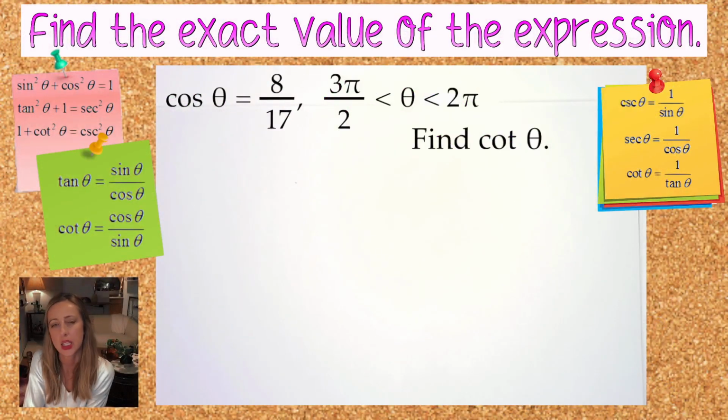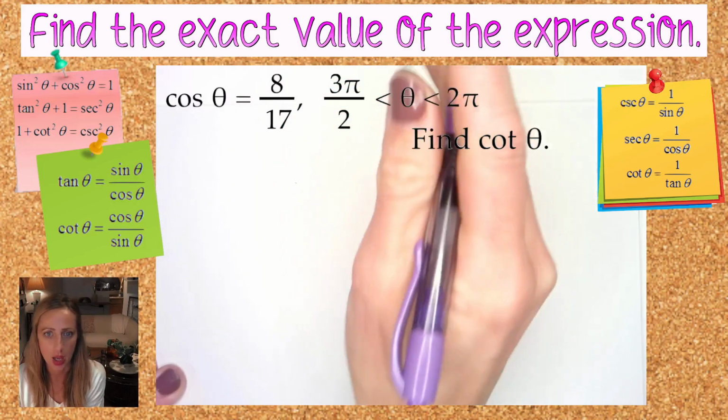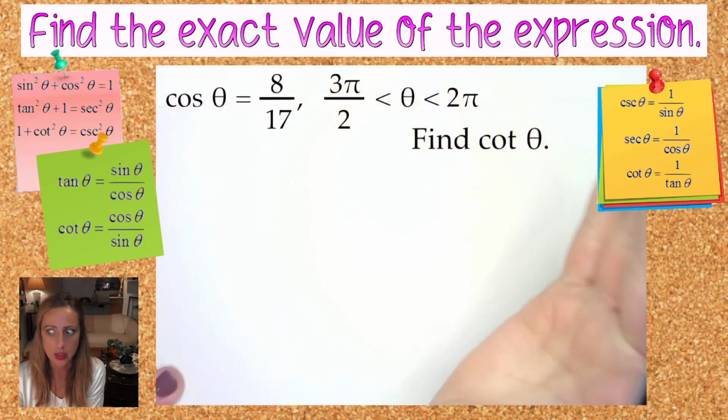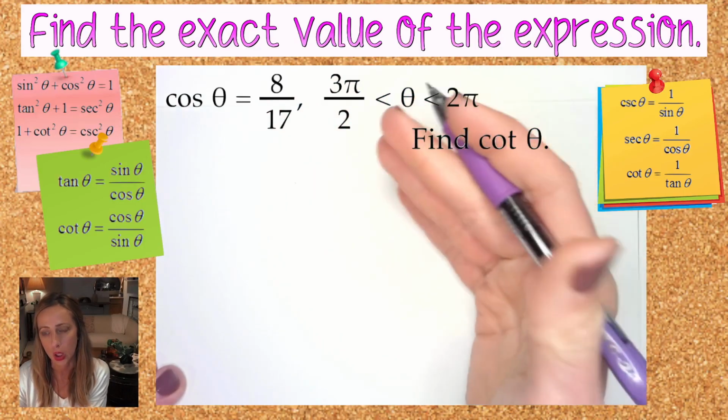Hey everyone, in this video we are going to dive into one of these bad boys that is everyone's favorite type of example to forget. Cosine of theta is equal to 8 over 17. At each comma, at each endpoint, stop and take count of what it is you know or can conclude from that information.